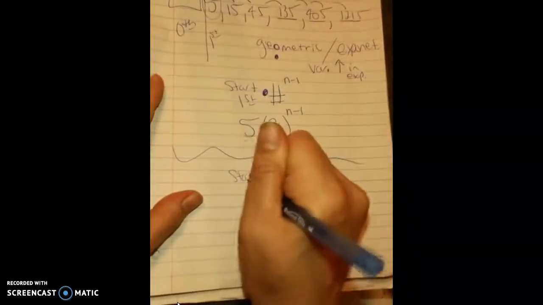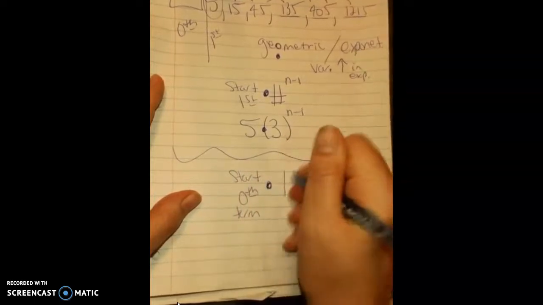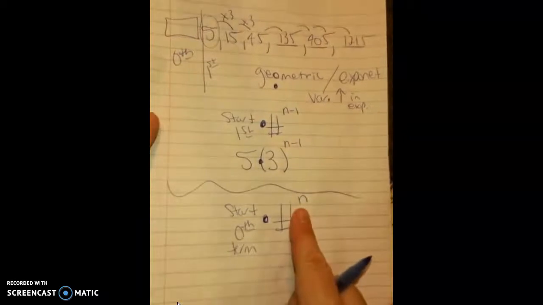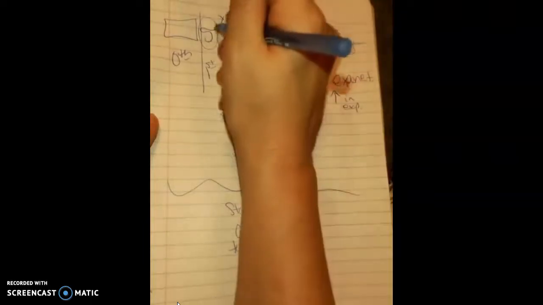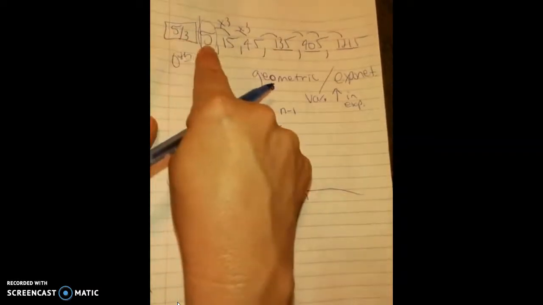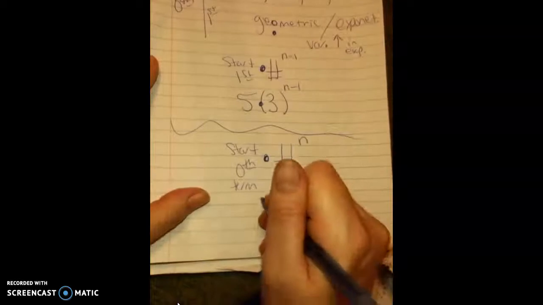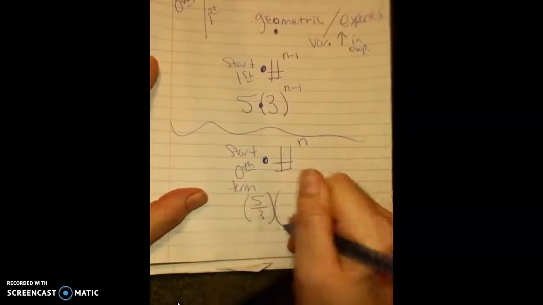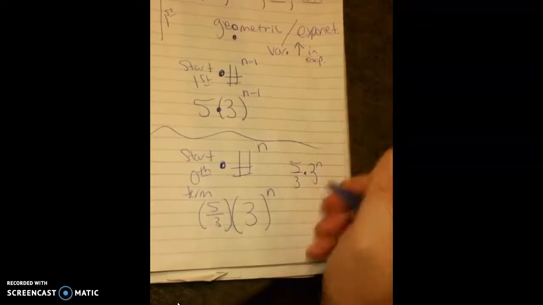So if you start at the 0th term, then you're going to have your starting number times your multiplier, and you're not going to need n minus 1 because the number of times of multiplying by 3 is going to match what term you're on. So if I go forward by multiplying by 3, to go backwards, I'm going to divide by 3. So 5 divided by 3 is 5/3. I'm not going to write it as a decimal because I'd be rounding. So I'm just going to take 5 divided by 3 and write it as 5/3. So that's my starting term times, what am I multiplying by? 3 to the n. Or you could have 5/3 times 3 to the n, or parentheses to the n.